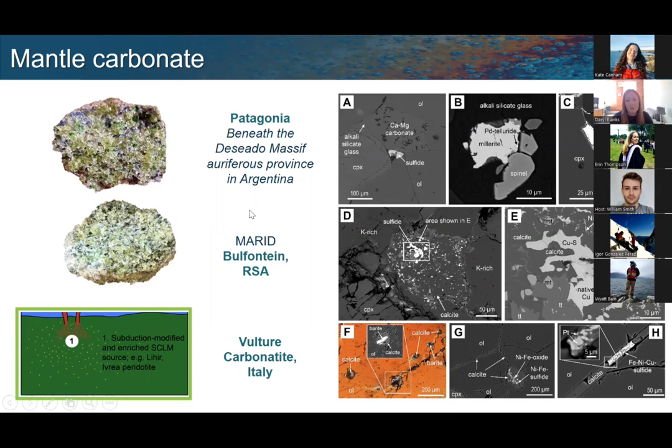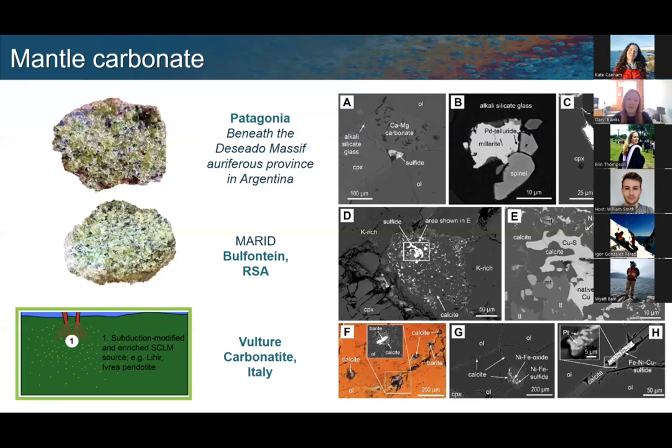So another example is the Marid xenoliths from Bultfontein. These are quite alkaline and volatile rich xenolith samples. And in these images, we see that we've got sulfide, metals, and carbonates forming these pools in these xenoliths.